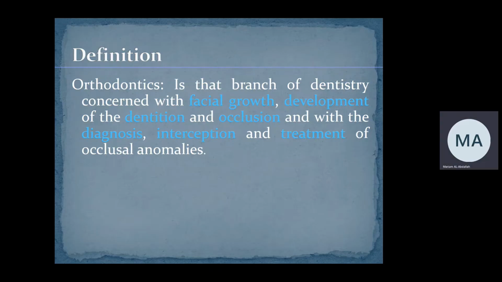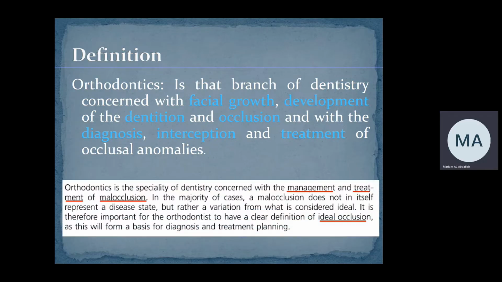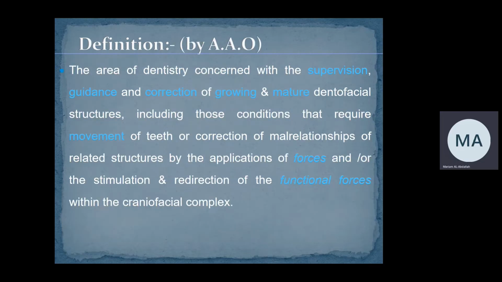So, to start off with, this is the first time you take a course called orthodontics as a fourth-year student. So basically, it's that branch of dentistry that is concerned with facial growth, development of the dentition and occlusion, and it is responsible for the diagnosis, interception, and treatment of occlusal anomalies, malocclusion. And in some references, you will find that they really focus on defining orthodontics as straightening of teeth, that branch that straightens teeth, but this is not really what it is.